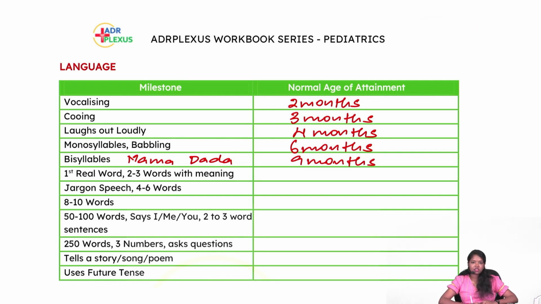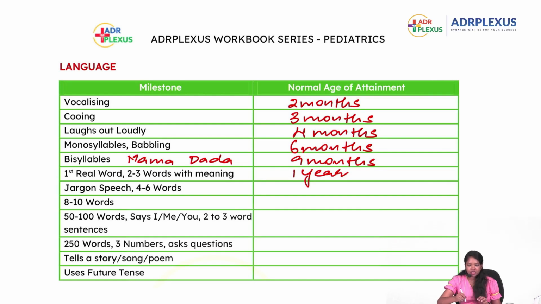By 1 year of age, the baby can speak 1 to 2 words with meaning, meaningful words. If the baby says amma, it means the baby is looking at the mother's face and saying amma. If the baby says water, tanni, the baby wants water. So 2 to 3 words the baby can speak with meaning by 1 year. Now, what happens after that?